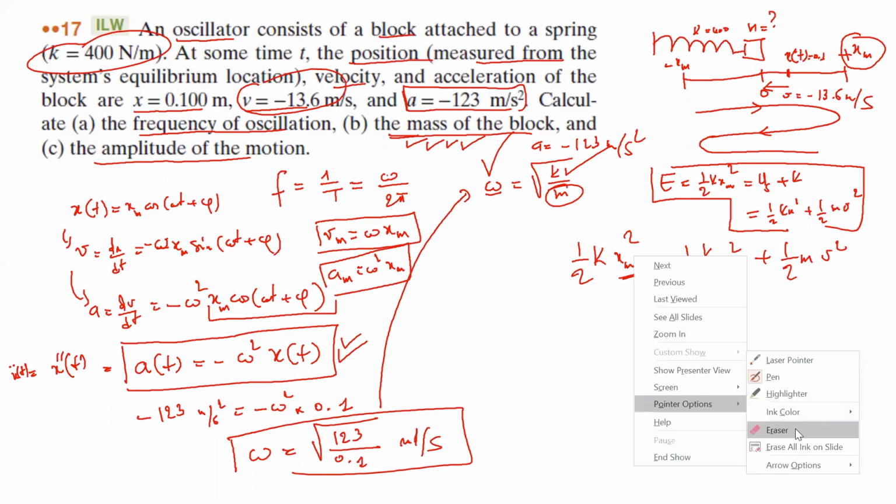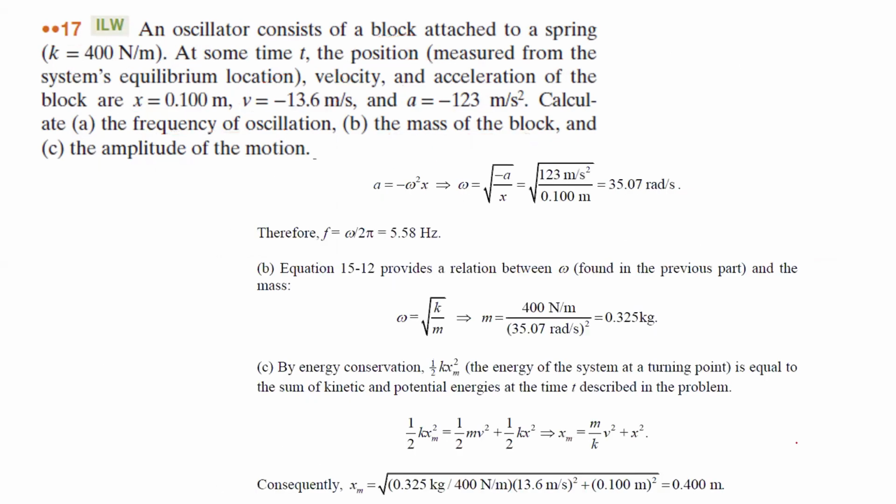So this is exactly what I did. And the solution is here. Omega, we get this, 35.7 radian per second. F is omega divided by 2 pi. This gives you 5.6 hertz. Now I getting omega. Now I can get what is the mass. Easily, we just take square. So mass will be K divided by omega square. K is m omega square. So mass is just K divided by omega square.